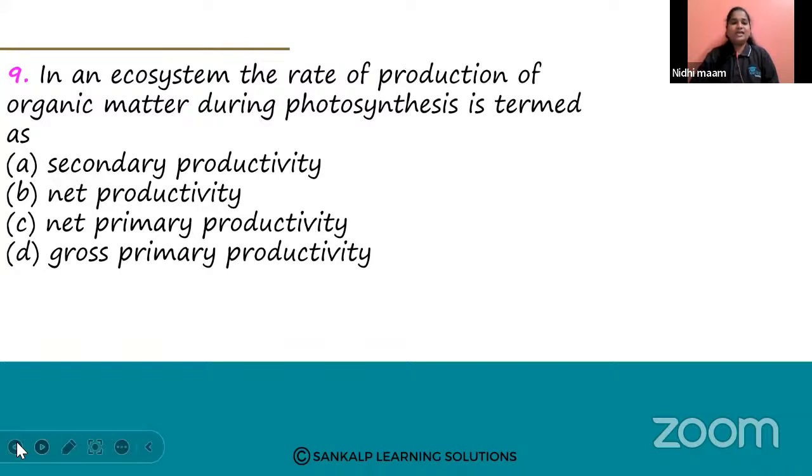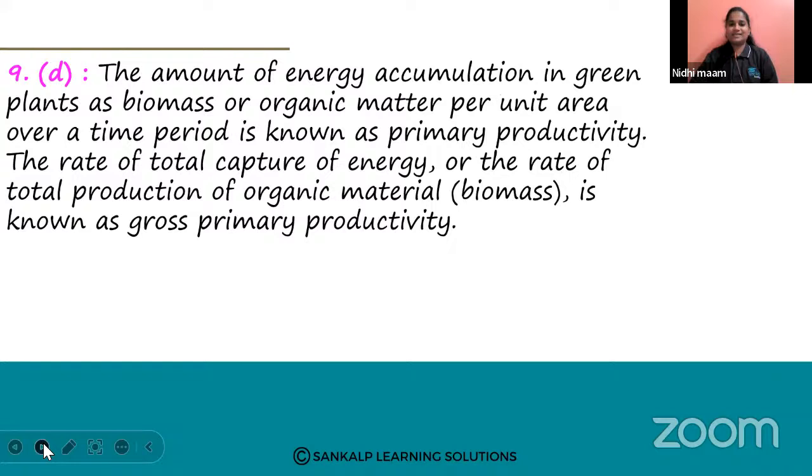So here, it is nothing but gross primary productivity. Net primary productivity means GPP minus R. Secondary productivity means the organic matter produced by the consumers. Net productivity means overall productivity. So in this, option D, gross primary productivity, is the right answer.